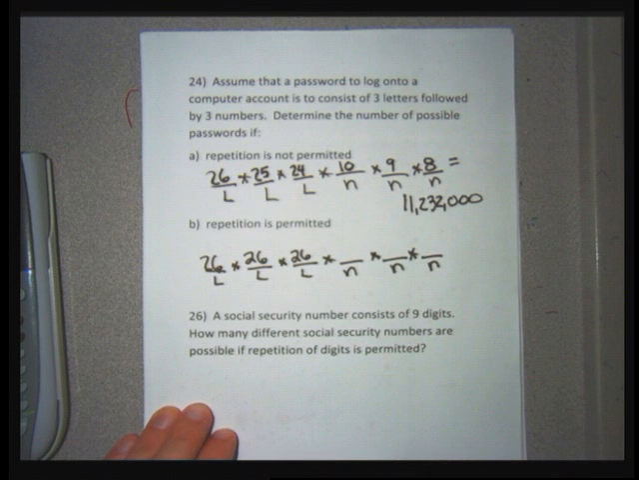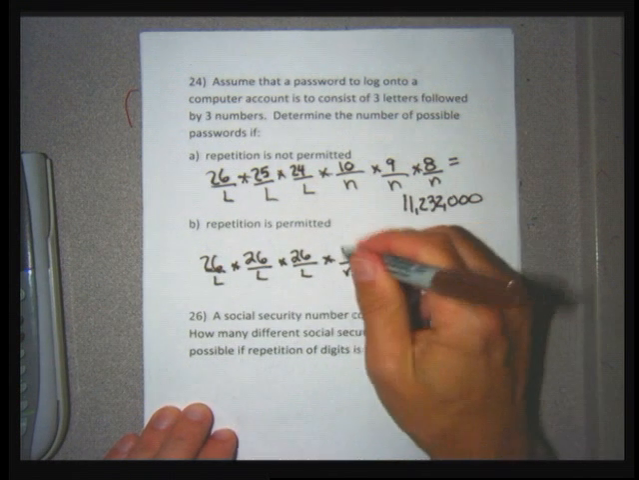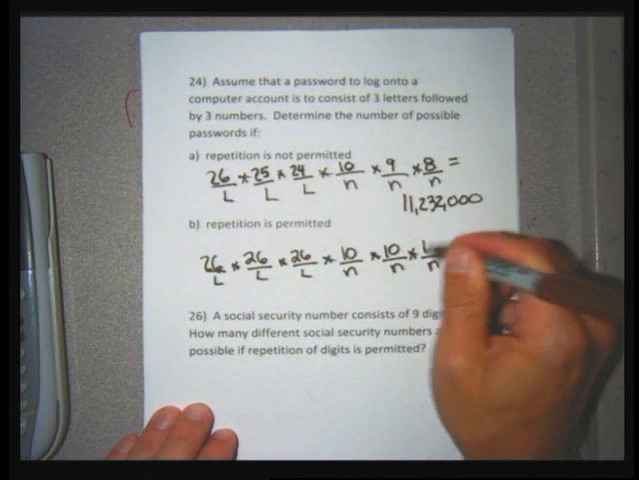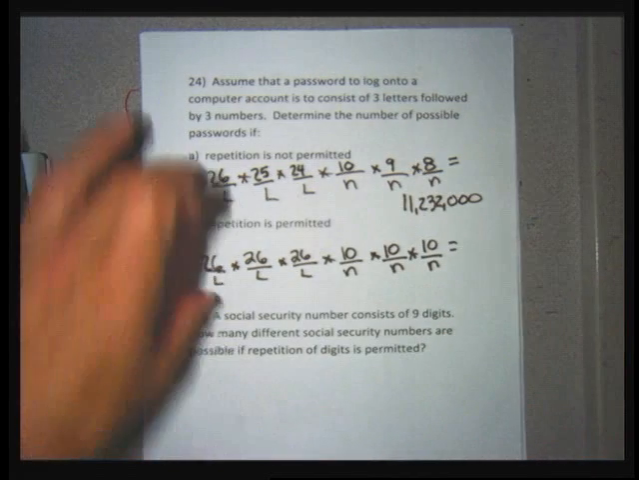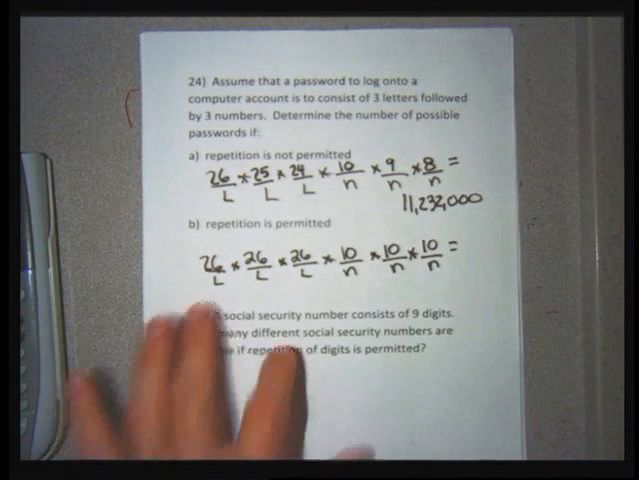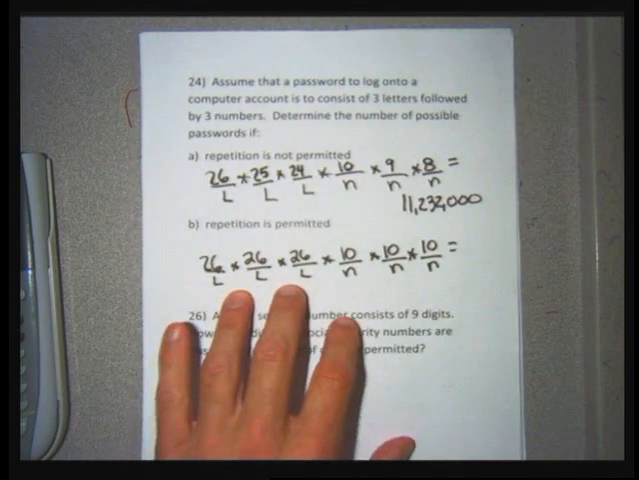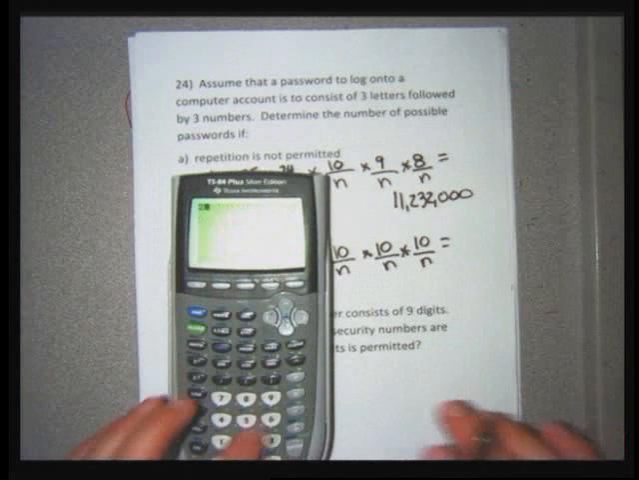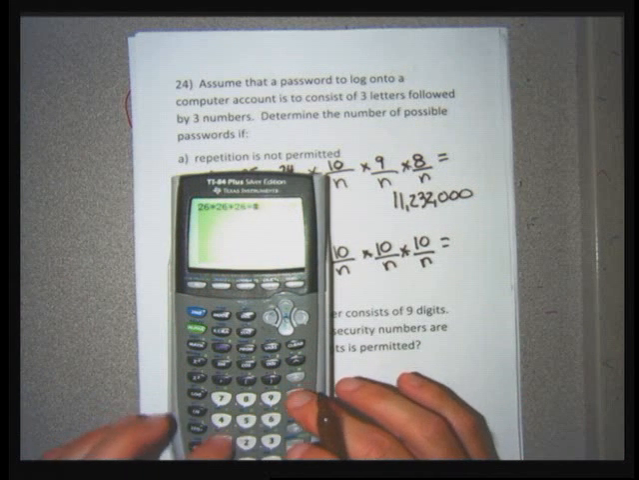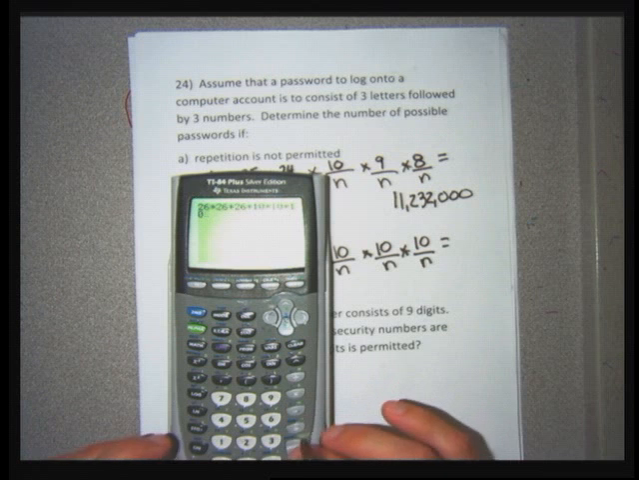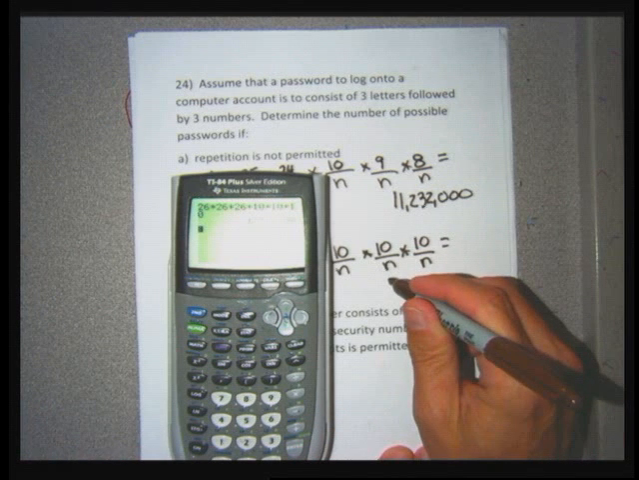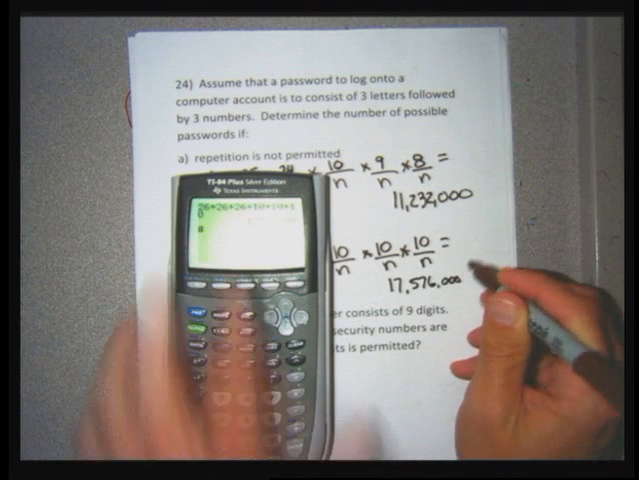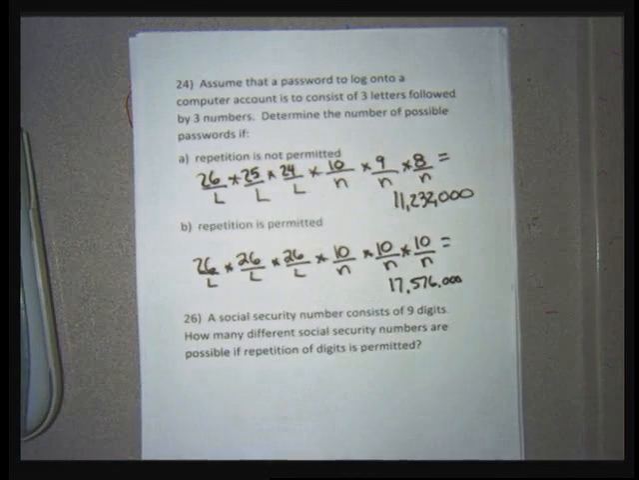Similarly for the numbers, there's 10 numbers to choose from for the first number. Because I'm allowed to repeat, there's still going to be 10 for the next 2 numbers as well. So I'm not incrementing down. If repetition is permitted, every letter spot has a choice of all 26 letters. Every number spot has a choice of all 10 numbers. When I multiply these numbers, 26 times 26 times 26 times 10 times 10 times 10, I get 17,576,000. So there's a lot more passwords possible if repetition is allowed.